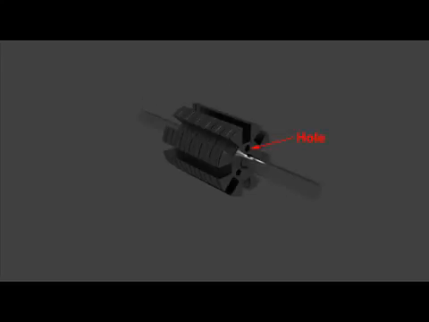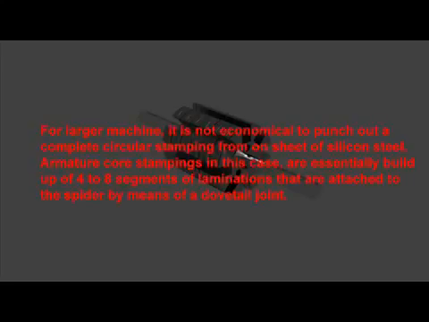The lamination stamping of armature is usually punched with holes near the shaft to give longitudinal ventilating ducts. Air is drawn in through these ducts to provide effective ventilation. For larger machines, it is not economical to punch out a complete circular stamping on sheet of silicon steel. Armature core stampings in this case are essentially built up of 4 to 8 segments of laminations that are attached to the spider by means of a dovetail joint.